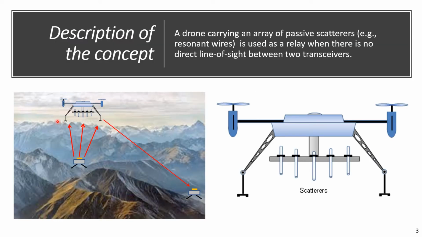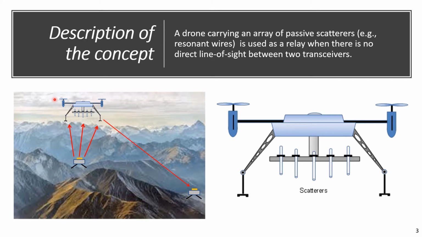Alright, so let's begin, as promised, with a brief description of the concept. In some scenarios, it might be desirable to relay a signal from a transceiver, such as this one, to a distant transceiver when there is a blockage and thus no direct line of sight between the two transceivers. The distant transceiver might be located on the ground, such as this one, or possibly on an airborne platform. The concept we propose here is the use of a drone as a relay.